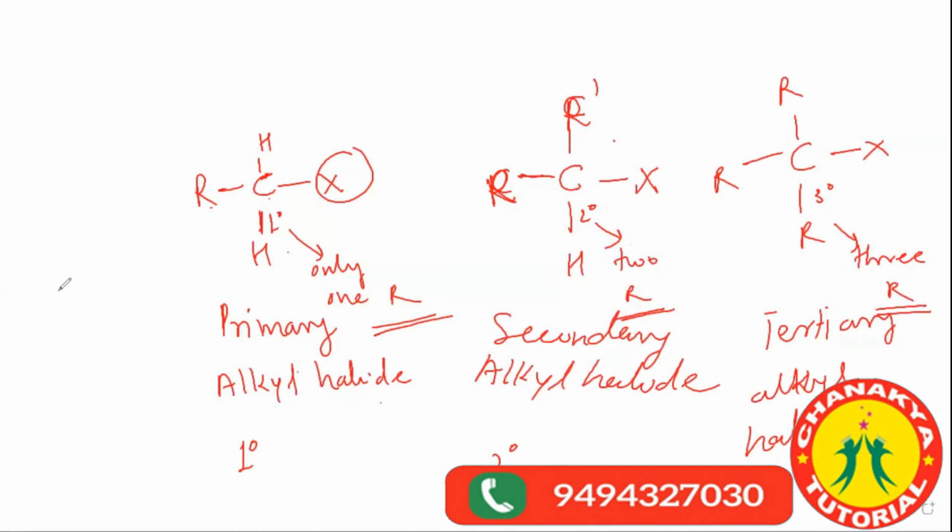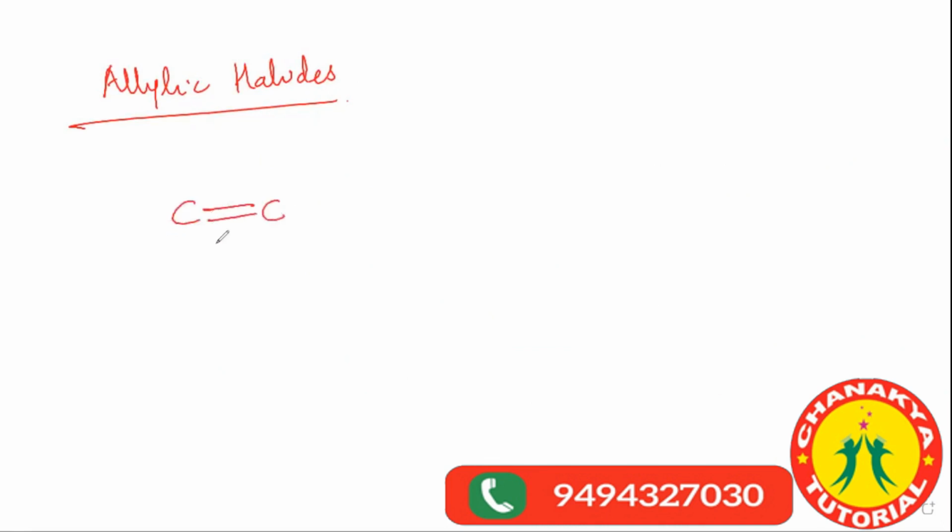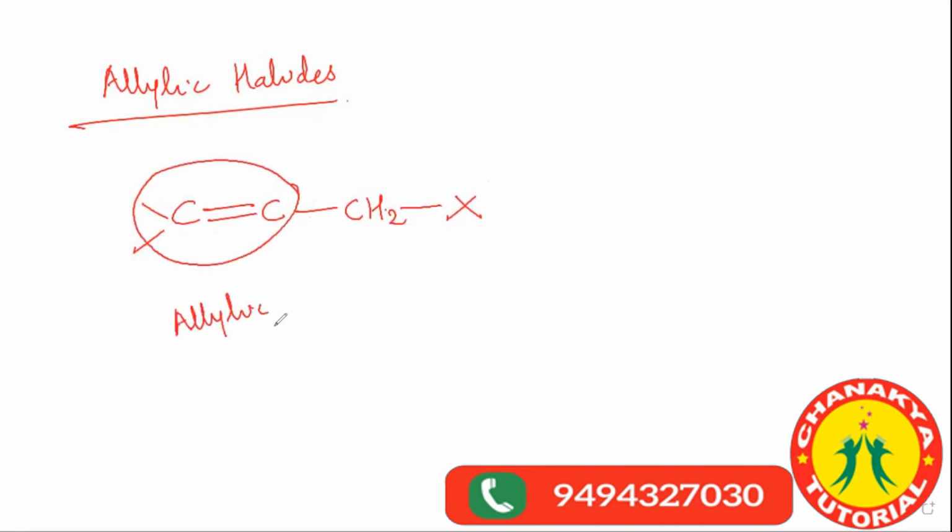Now we are going to see about the allylic halides. What do you mean by allylic halides? Allylic carbon means what? See, I'll let you know. If in any compound there is a carbon-carbon double bond, and an sp3 carbon is attached to one of the double bond carbons, and it is a CH2 group attached to any of the halogens. Understanding? So this carbon-carbon double bond is called the allylic group, and this is called the allylic carbon.